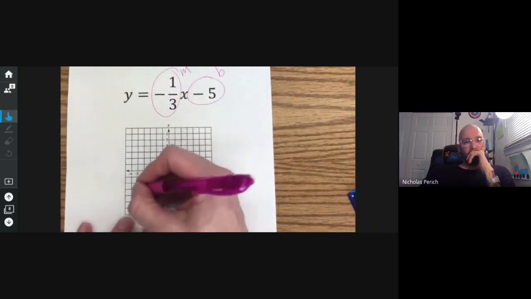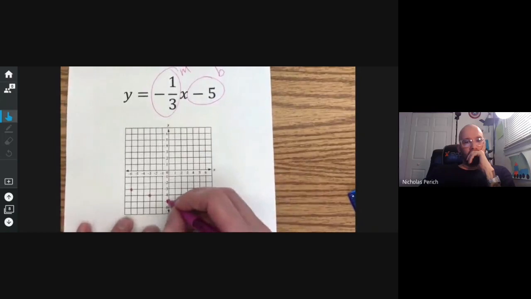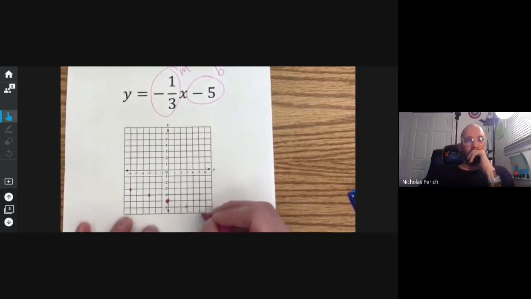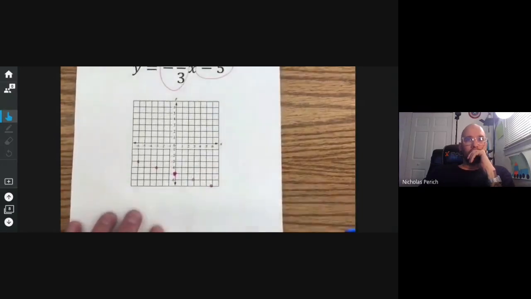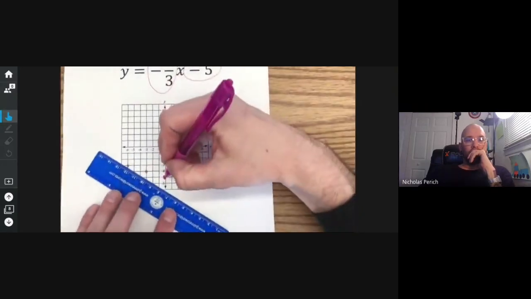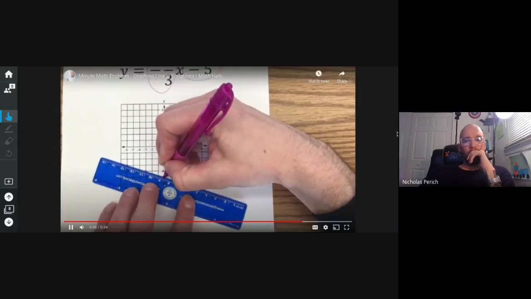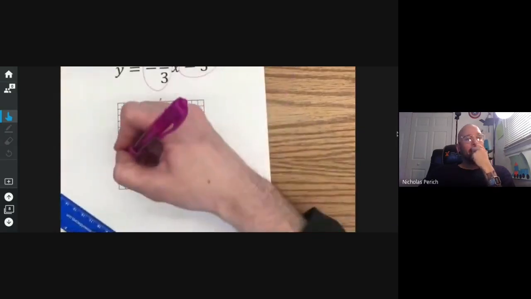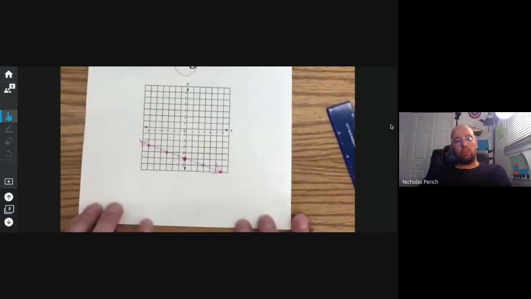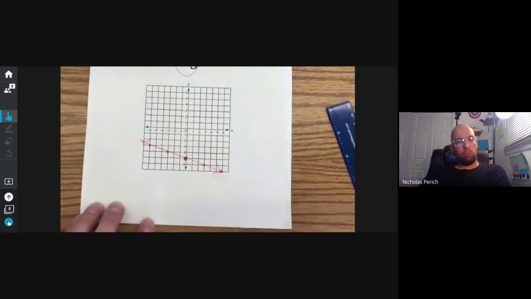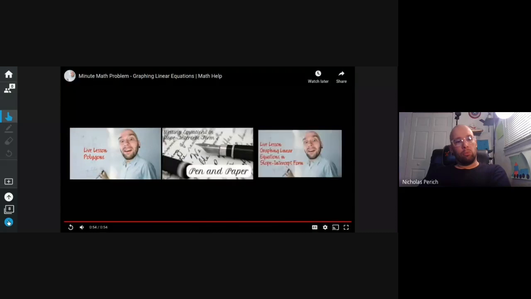Since that's a negative slope and it's rise over run, we go up 1, left 3, negative slope, up 1, left 3. If we run out of room, we can go down 1, right 3, down 1, right 3. And I like to make as many dots as I can. Take a ruler, draw yourself a line, bang, bang. That, ladies and gentlemen, is our answer.